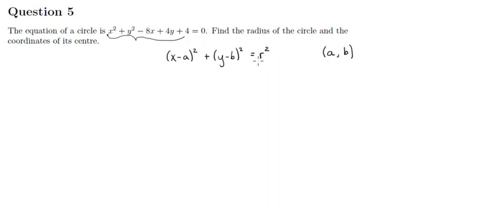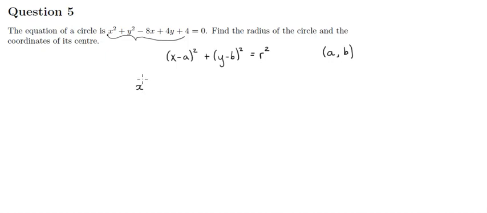root of this value. So what we need to do is group all the x terms together, all the y terms together, and then complete the square on the x terms, complete the square on the y terms, and then get all the constants to the right side of the equation, and we'll have obtained our equation of the circle.